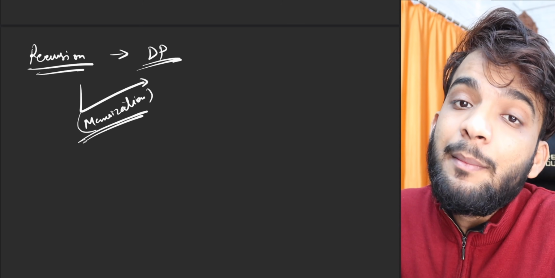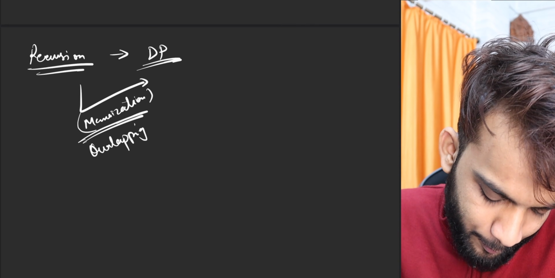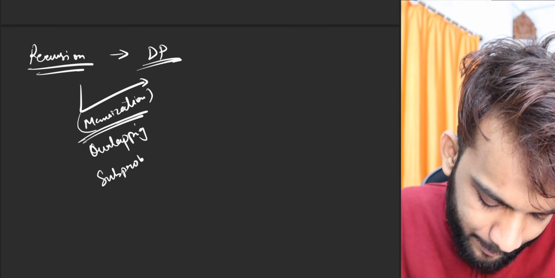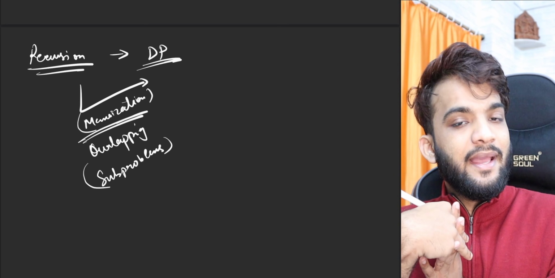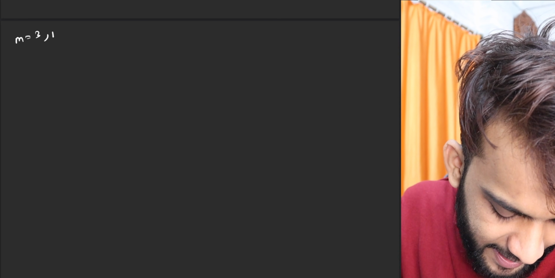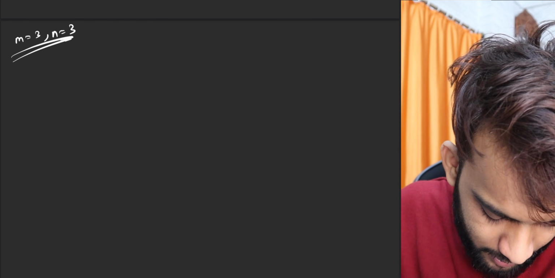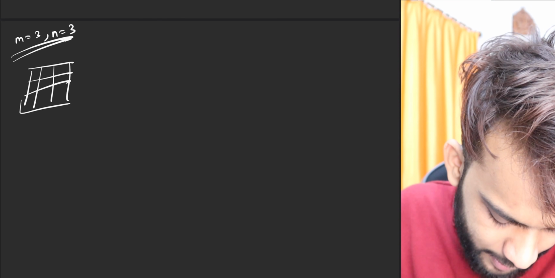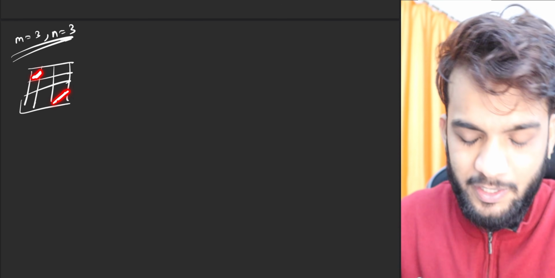But when can you apply memoization? If there are overlapping sub problems. Yes, if there are overlapping sub problems, you tend to apply memoization. So why don't we do that? I will take m equal to 3 and n equal to 3, and I'll try to figure out how many total ways there are. Practically speaking, this is how the grid will look, and you want to find how many ways there are to reach from this particular position to this particular position, right?